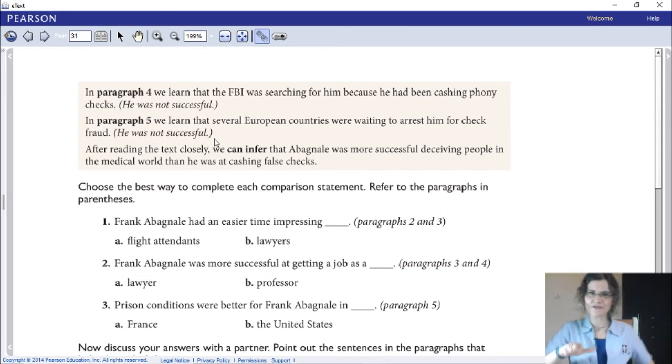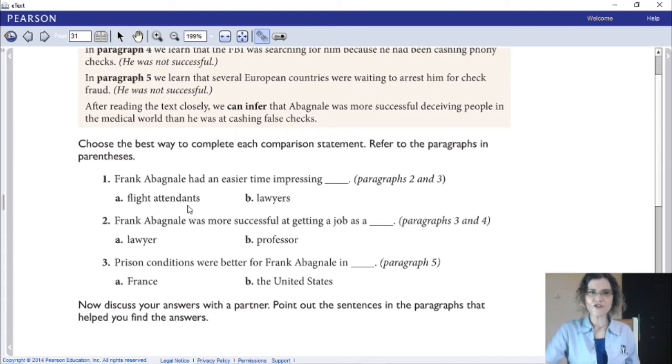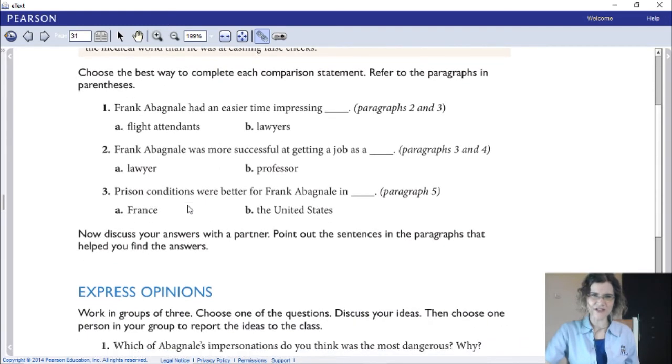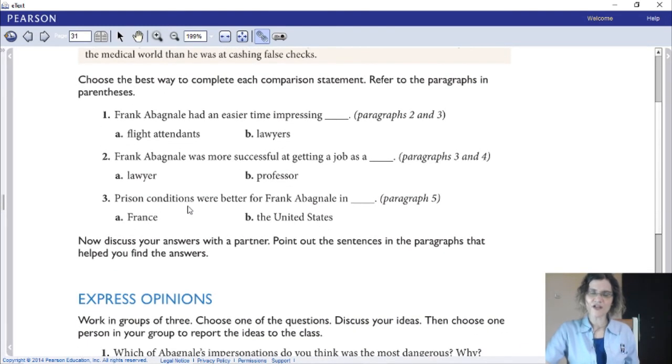We can compare several paragraphs one with another, and from there we can come up with a conclusion. Now I want you to choose the best way to complete each comparison statement. Refer to the paragraphs in the parentheses. So you got to go back to the paragraph in the text. Do not just read this part of the sentence and answer, but go back to the paragraph. As here in the parentheses, we see paragraphs 2 and 3. Pause your video to answer number 1, 2, and 3.